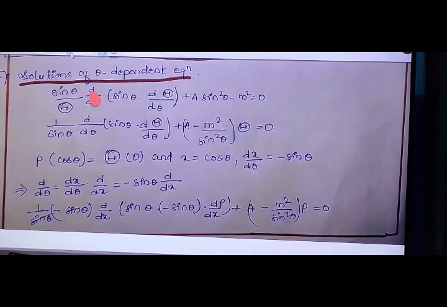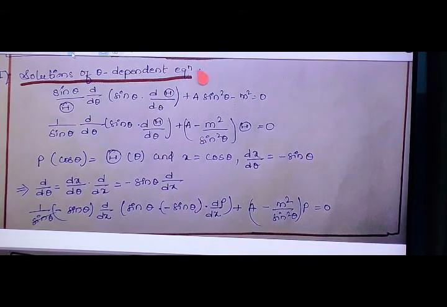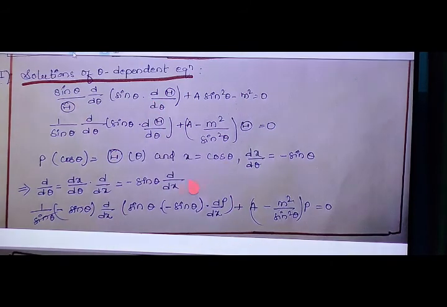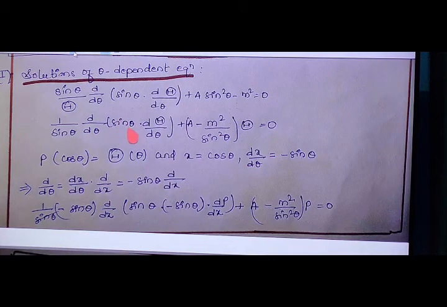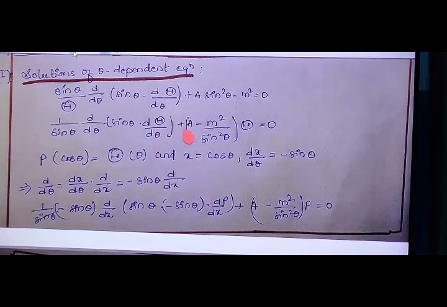Now, let's find the solution of the theta dependent equation. The equation given here is (sin θ / Θ) d/dθ (sin θ dΘ/dθ) + a sin²θ − m² = 0. Rearranging this equation, we find the equation as (1/sin θ) d/dθ (sin θ dΘ/dθ) + (a − m²/sin²θ) Θ = 0.